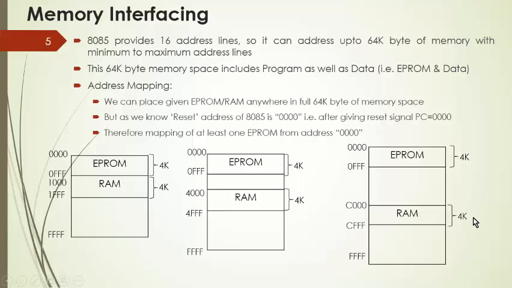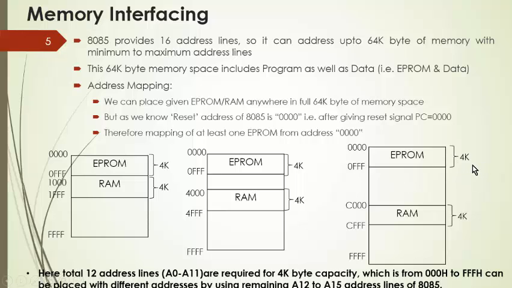So in this way we can say that the EEPROM always needs to be placed starting from the memory address 0000 hex, and the final value of the memory, now in this case EEPROM, the final address is 0FFF. So this final address may change depending on the memory capacity. The memory capacity might be 1 kilobyte, 2 kilobyte, 3 kilobyte, 4 kilobyte, 8 kilobyte.